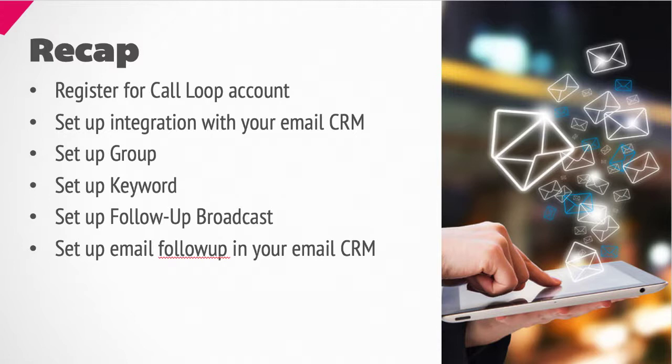So as a recap, first step is to register for a Call Loop account, add some credits, then set up the integration with your email CRM, then set up a group, set up a keyword and associate that keyword with your group, then set up the follow-up broadcast, again connected to that group. And if you have an integration with your email CRM, then obviously you would set up a sequence in your email CRM that is triggered by that integration, that then sends them follow-up email messages and does all kinds of other things.